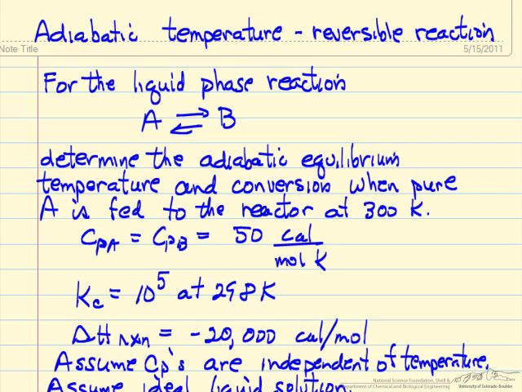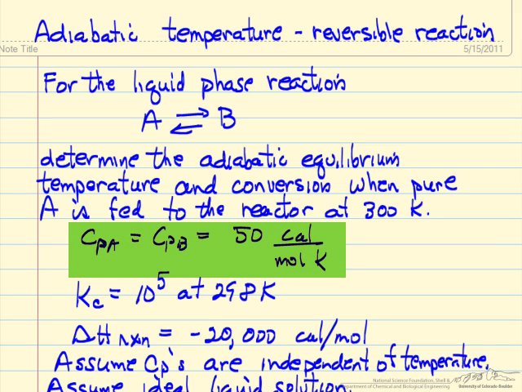In this problem, we're going to calculate the adiabatic temperature for a reversible reaction. So we're looking at a simple A goes to B liquid phase reaction. And the question is, what's the adiabatic temperature and what's the conversion when we feed pure A to the reactor at 300 Kelvin?